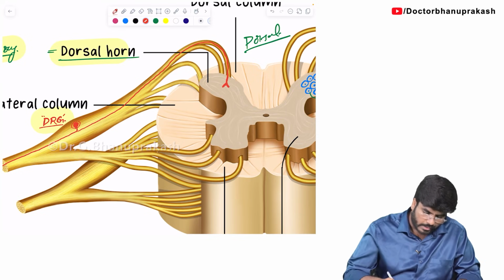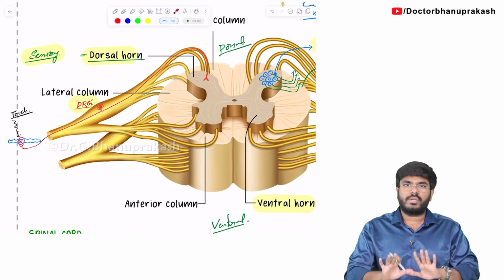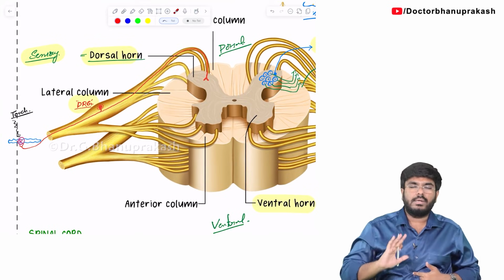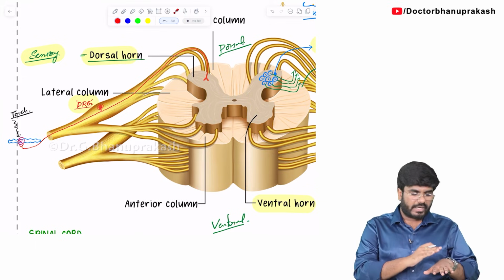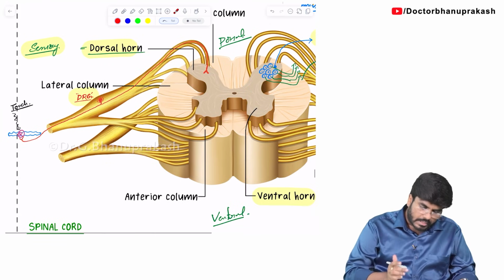To the dorsal horn. So, finally, where did the information come? The information came into the central nervous system, that's the spinal cord. Information first came to the spinal cord. Later from here, it will go to the brain, that we will discuss later. But first, whenever someone is touching you, first the information has to go to the spinal cord. Now you understand?